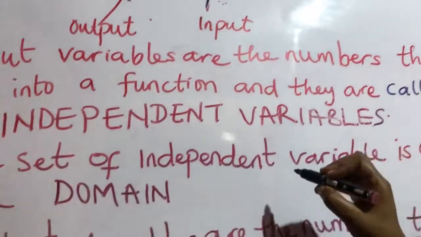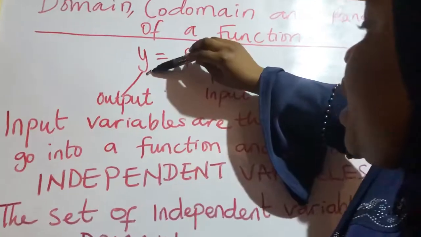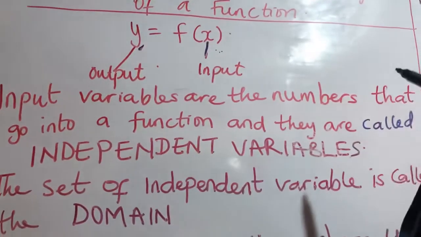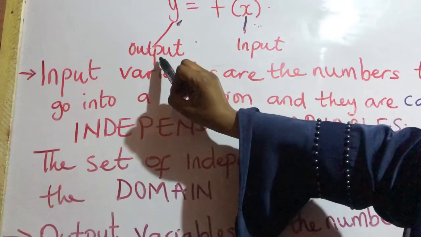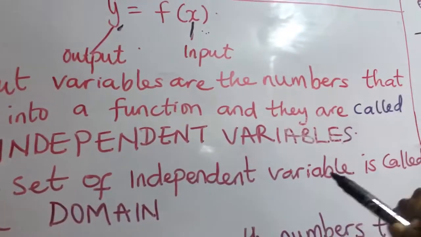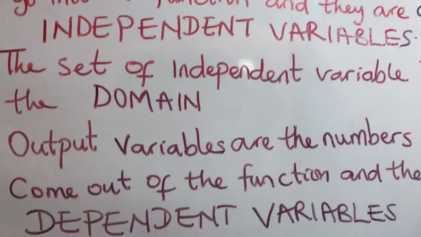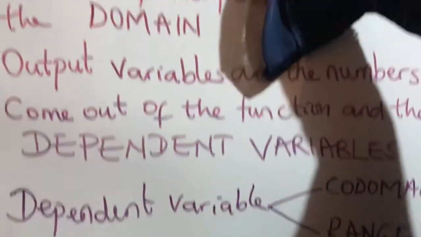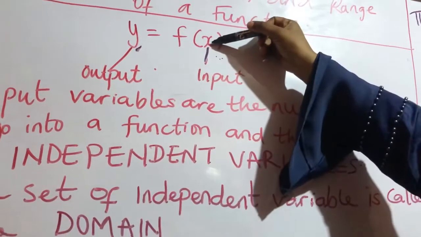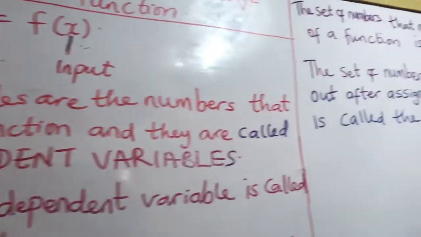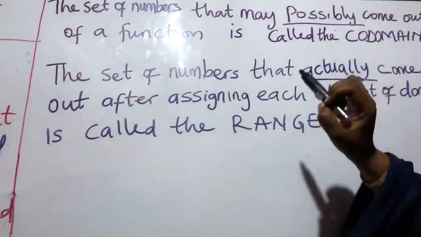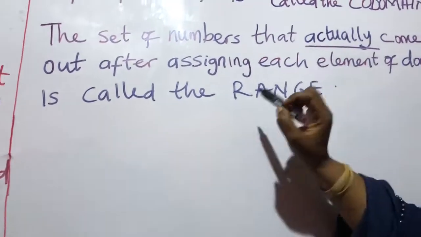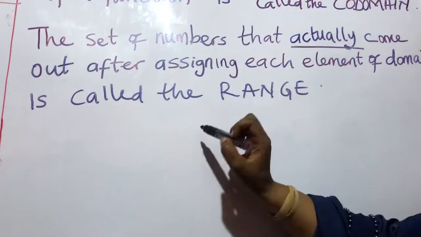Now, the set of this independent variable is called the domain. Y is the output variable, and this output variable is the dependent variable. The set of this dependent variable is what we now want to talk about, because it gives two: we have codomain and we have range. That is the set of the dependent variable. This one is depending on these inputs. Now, the set of numbers that may possibly come out of a function is called the codomain, and the set of numbers that actually come out after assigning each element of the domain is called the range.